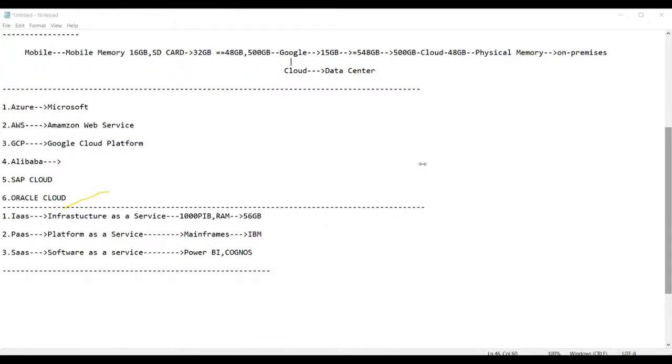Yes, sir. In the same way here also, whichever service is required, we simply need to buy it from Azure. Buy means what? Here we are just utilizing it and paying the cost. That's it.